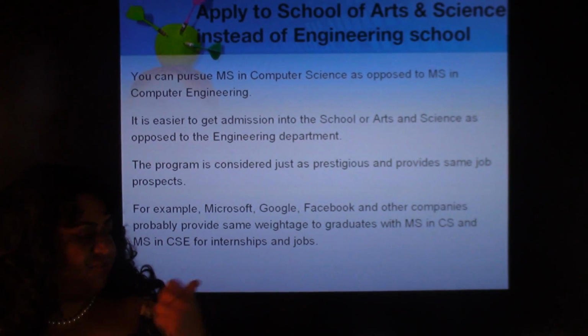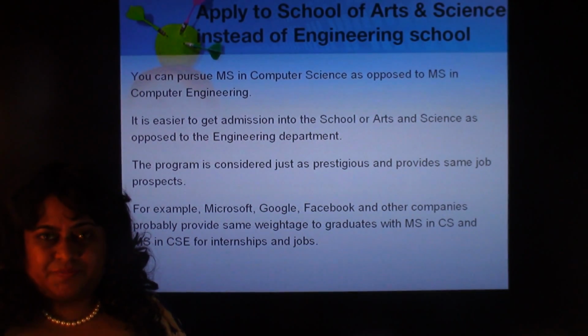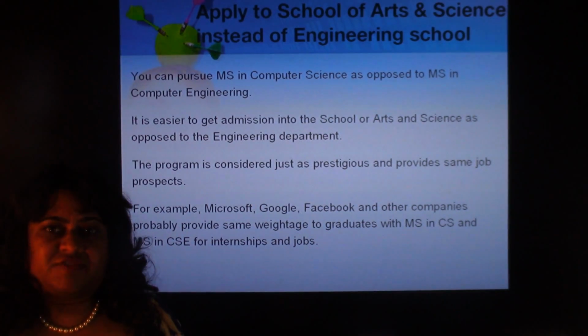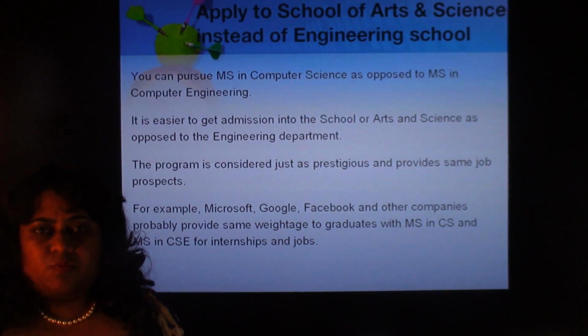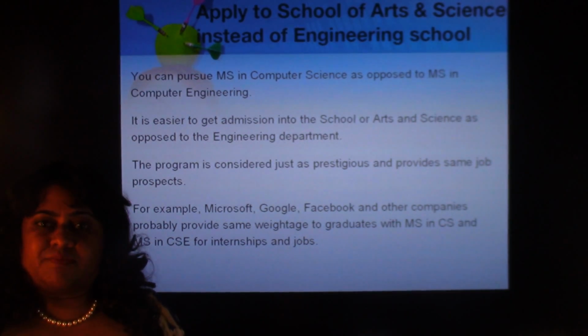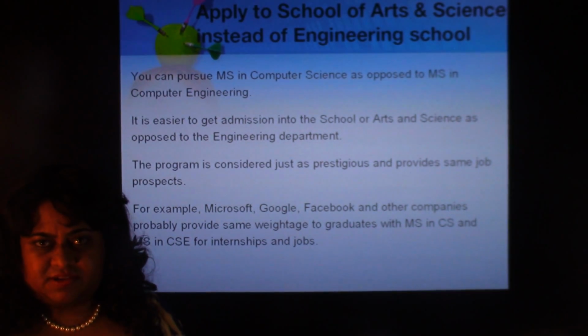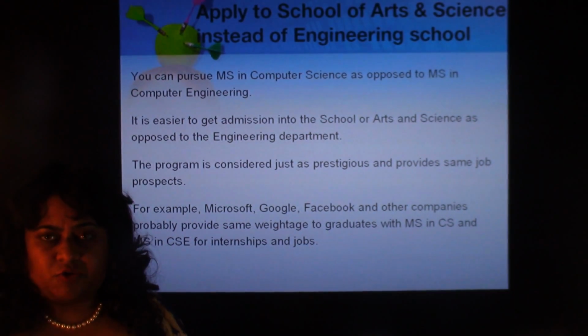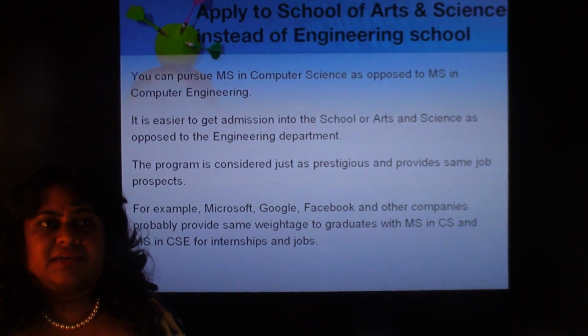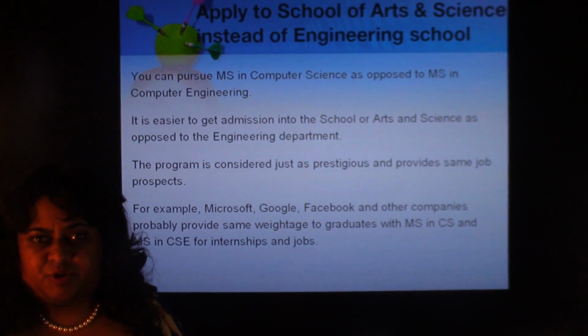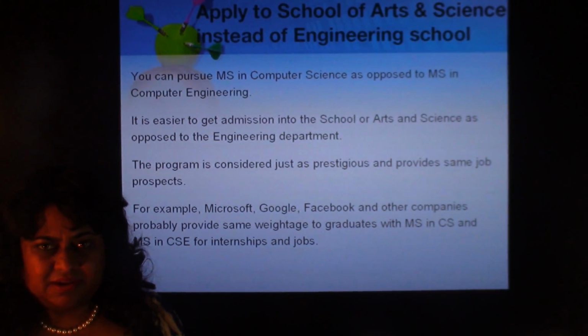So this is another interesting tip that I would like to give you. Try applying to the arts and sciences department instead of the engineering department. What I mean is, whether you get a master's in computer science or computer engineering, there's very little difference. There's a lot of overlap in the courses that you take. And after you graduate, if you're applying for a job at Google or Facebook or Microsoft, I don't think they really care whether you studied computer engineering or computer science. You know what I mean?